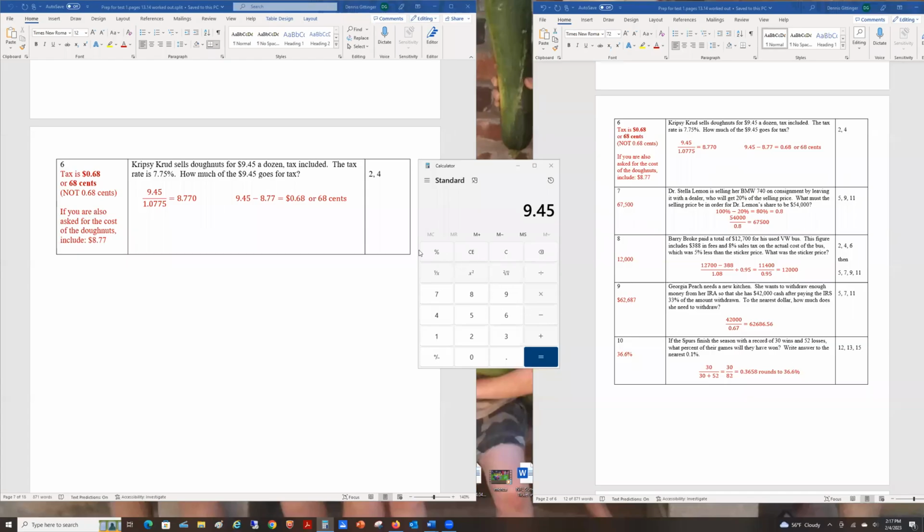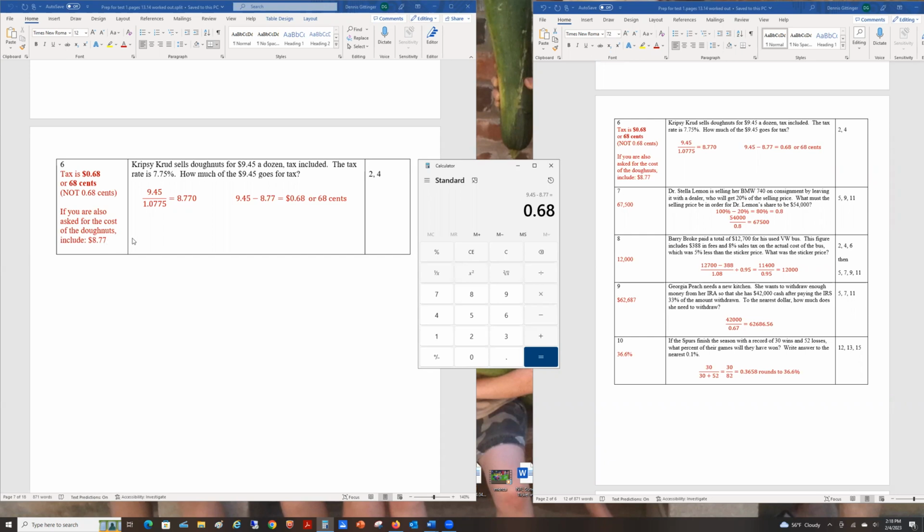What you have to do is take the $9.45 and subtract the $8.77 and wind up with 68 cents. Now, you can either put $0.68, 68 hundredths of a dollar, or 68 cents, but do not put 0.68 cents. Not good. Now, if you are also asked for the cost, sometimes I ask for 2 things. How much is the tax? And how much is the cost of the donuts or whatever it is before the tax? Then you would report both of those numbers. If you only report one of them, you will lose half the points.